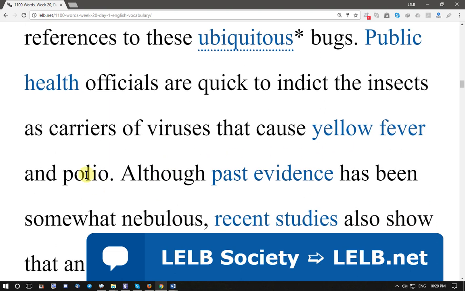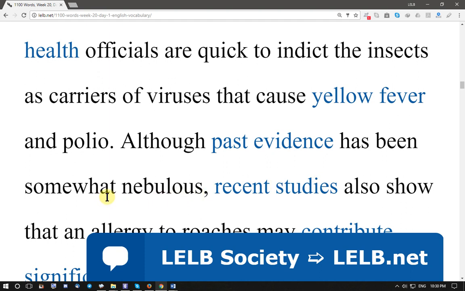These are some dangerous and lethal diseases, particularly viral diseases. Viral means having a virus-based reason. Although past evidence has been somewhat nebulous, it means the evidence or documents that could be the proof for something, our past evidence has been unclear.